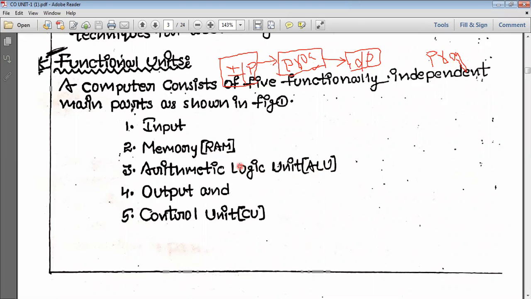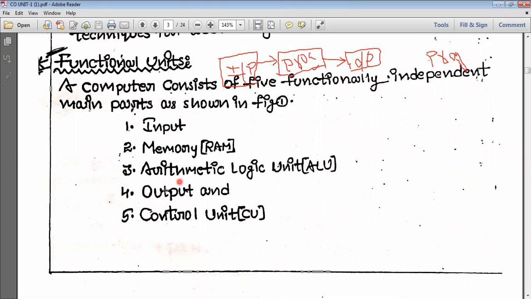All the operations, that is arithmetic operations and logical operations, we are doing in that ALU only. Arithmetic operations means addition, subtraction, multiplication, and division. Logical operations means AND, OR, NOT operations, like that. So this is about the ALU.